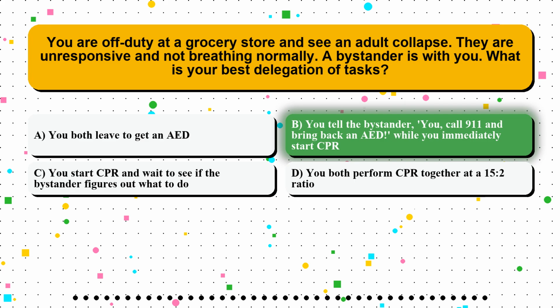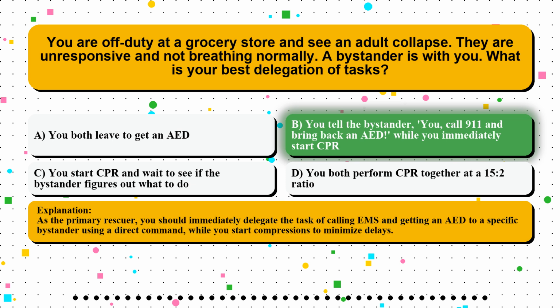The correct answer is option B, you tell the bystander, call 911 and bring back an AED, while you immediately start CPR. As the primary rescuer, you should immediately delegate the task of calling EMS and getting an AED to a specific bystander using a direct command, while you start compressions to minimize delays.